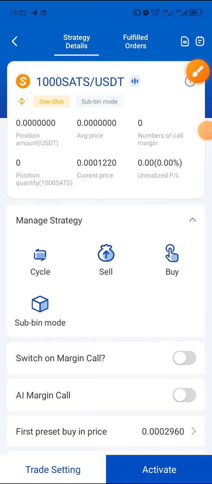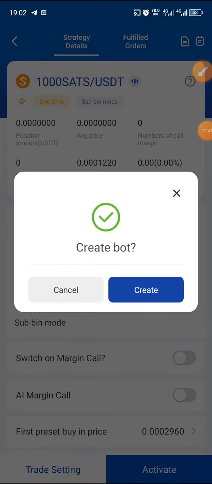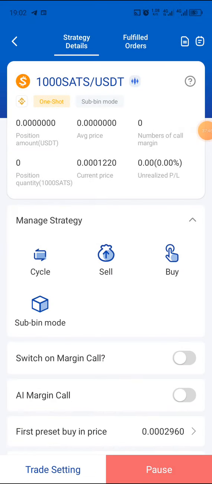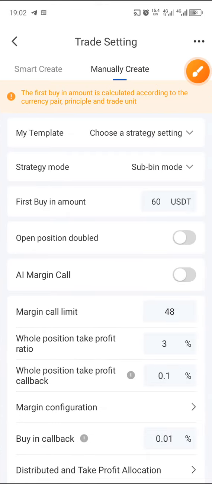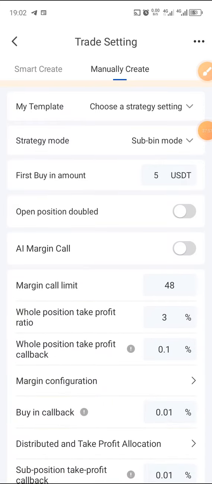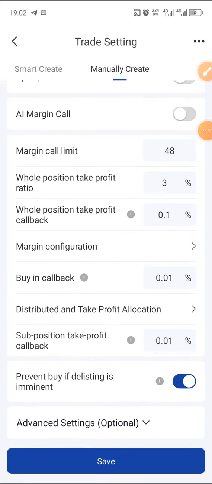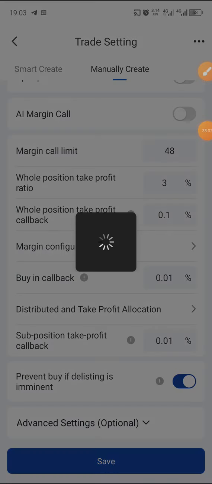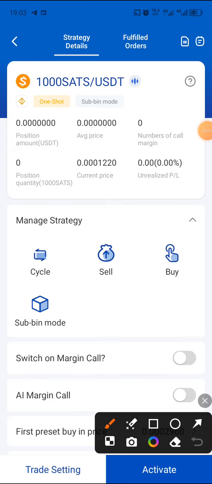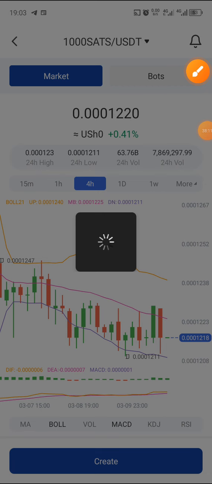And immediately after activating, you come on trade settings again, change from 60, and you put 5. So after putting 5, come again and click save. Okay, so your robot will buy and it will follow your instructions.